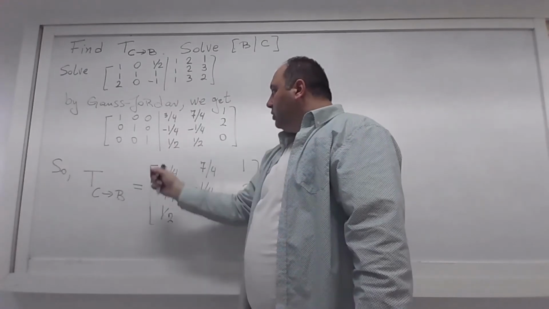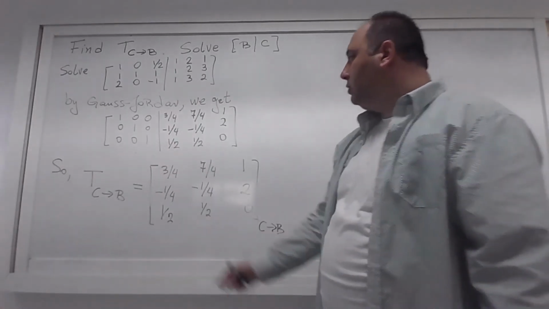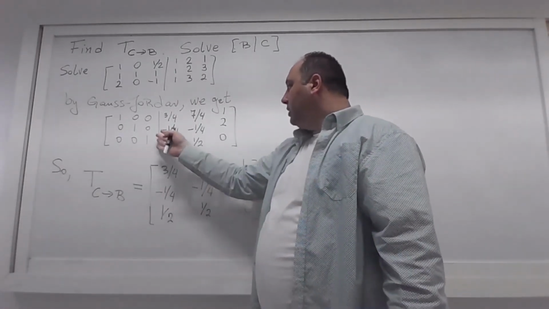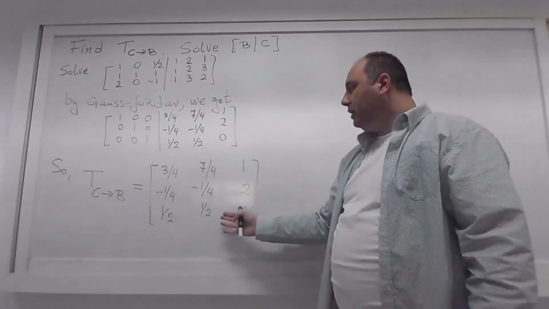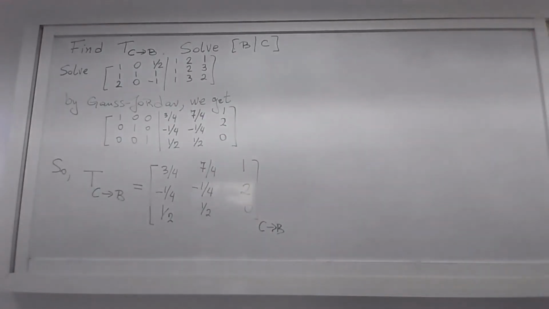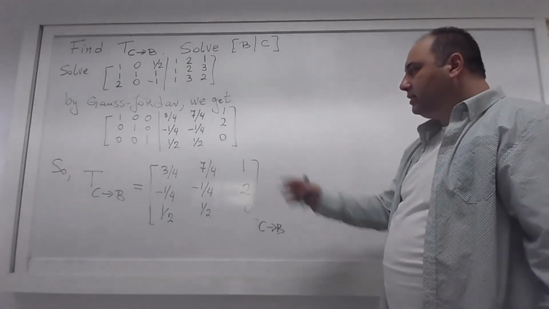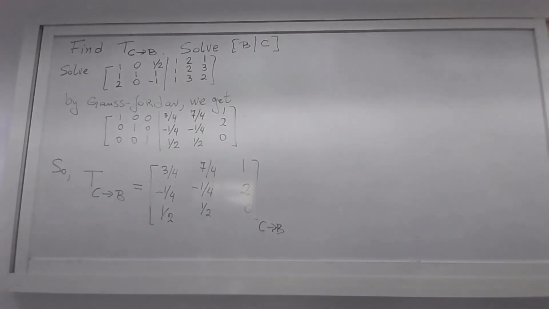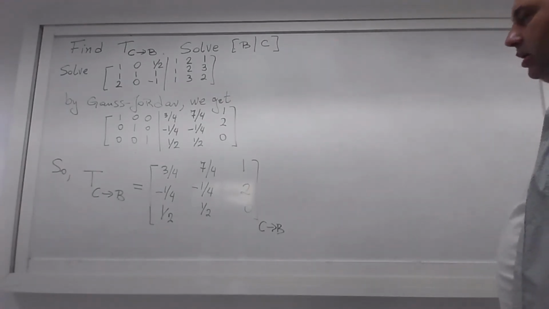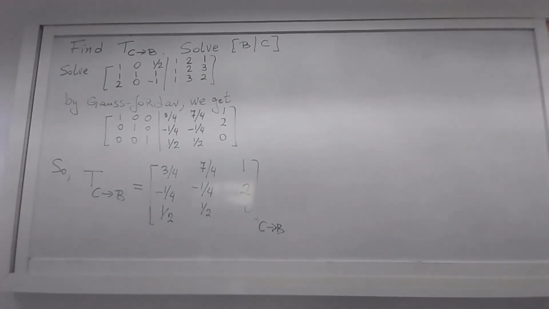Because I have three vectors here with three components. So I have identity slash something. This something is a transition matrix from basis C to basis B. We could verify that this is indeed the inverse of the previous transition matrix just by multiplying them. The result needs to be identity, obviously.